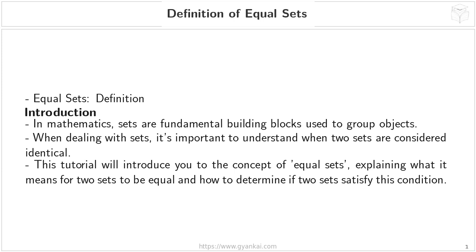In the following slides, we'll go through examples to solidify your understanding, and also point out some common mistakes students make when dealing with this topic. So, let's get started with understanding the definition of equal sets.